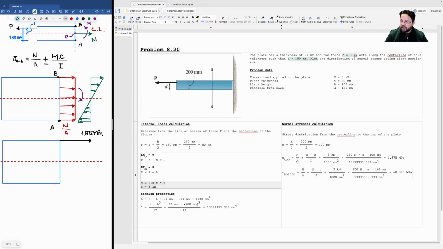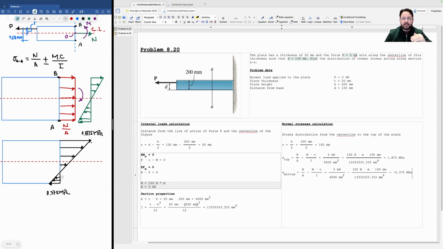Then at the bottom, I'm going to have as compression this much, 0.375. So I can do it something like this. I'm going to put it negative, so I'm going to omit the sign here. So it's going to be 0.375 megapascals. And because of the way normal stresses due to normal forces and bending stresses due to bending moment are configured, the distribution is going to go from this point to this point here, something like this, where all this section is going to be in tension, right? And this one also is in tension, and all of this is going to be in compression.